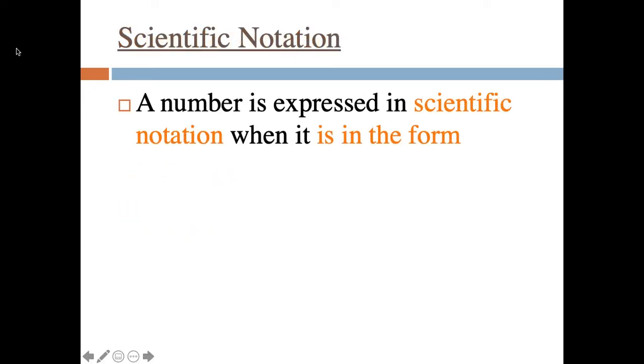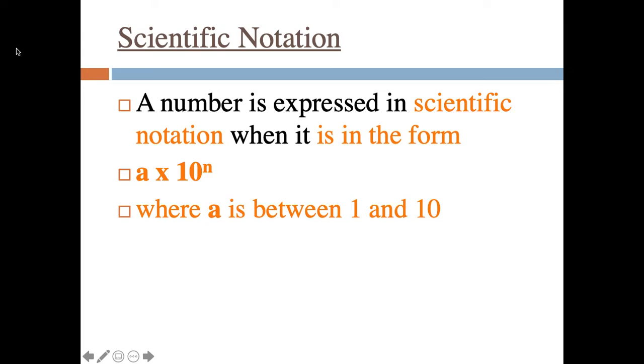So a number is expressed in scientific notation when it is in this form: a times 10 to the nth power. A has to be a number between 1 and 10, and n has to be an integer, which basically just means it's a whole number. It can be positive or negative.